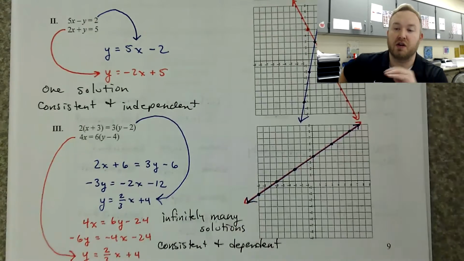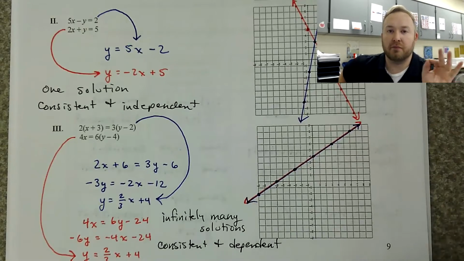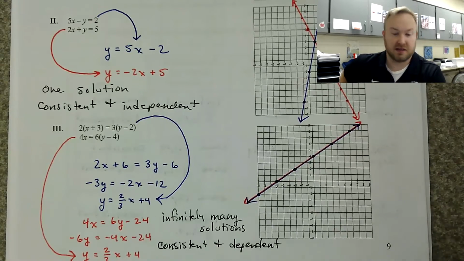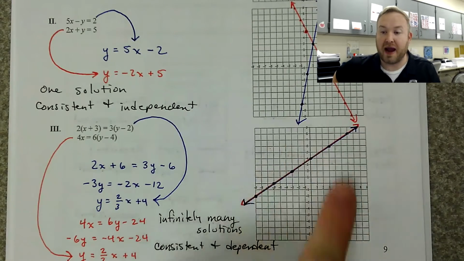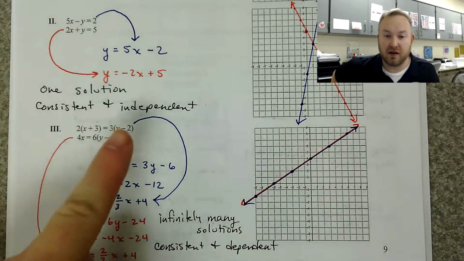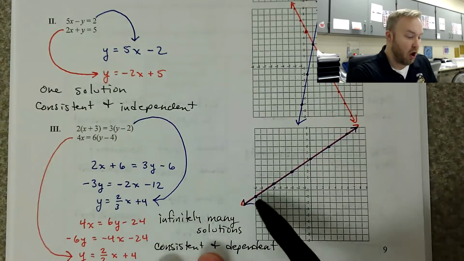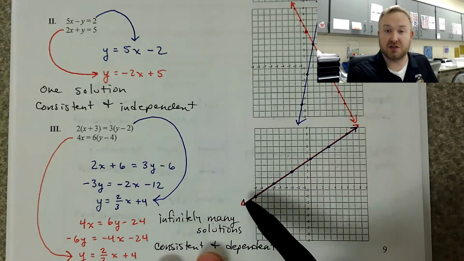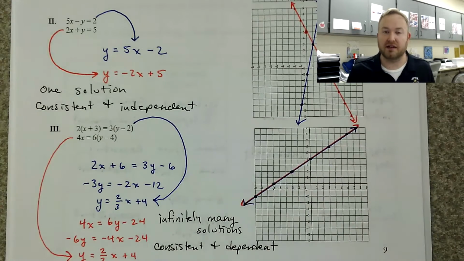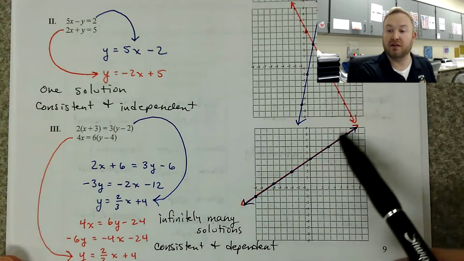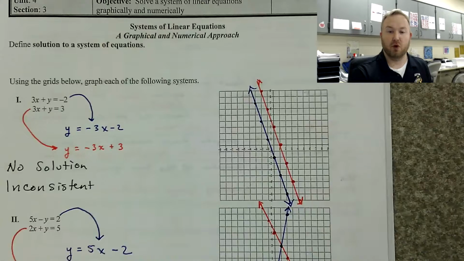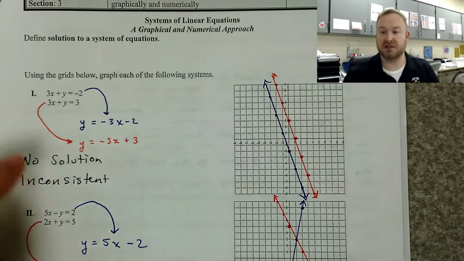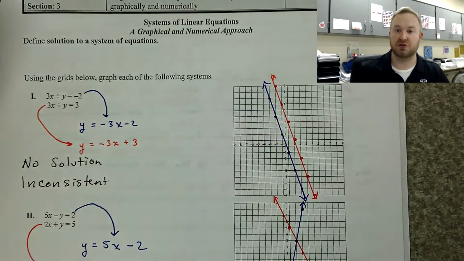I want you to notice here that we do not say all numbers are solutions. That would be incorrect. There are many, many points on this coordinate plane that are not solutions to this system. All of the points on these lines are solutions, but not every point is a solution. There are infinitely many points on the line, so there are infinitely many solutions. All right, vocabulary-wise, if your system consists of parallel lines and has no solution, we say that that system is inconsistent.